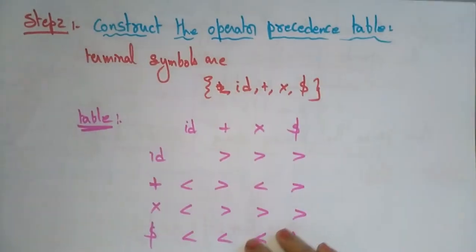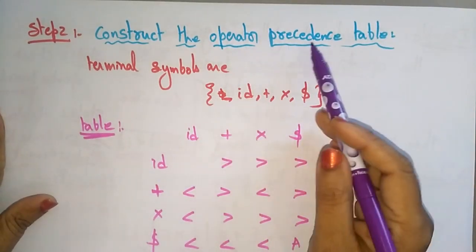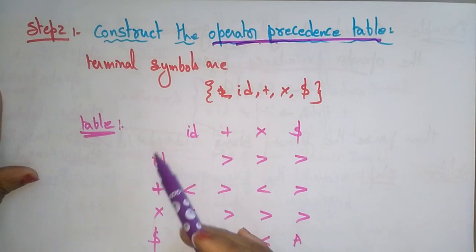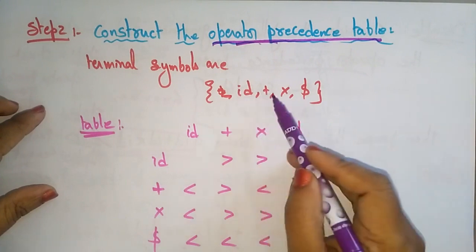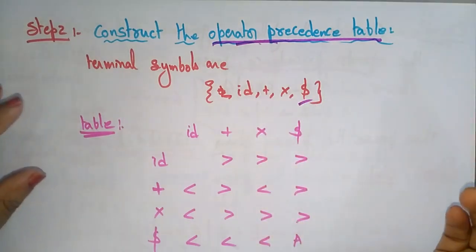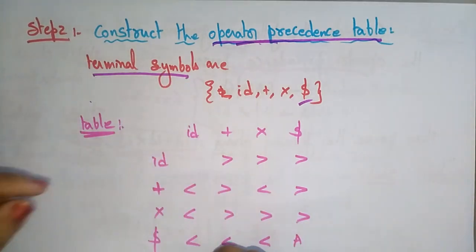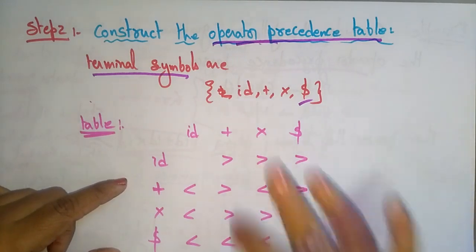Coming to step 2: in step 1 I converted the grammar into operator precedence grammar. Next I need to construct the operator precedence table. Here, what are the terminals? The non-terminal is E, and the terminals are id, plus, star, as well as the dollar. So these are the terminal symbols. We construct the table only for the terminal symbols; we are not focusing on the non-terminals. The operator precedence table removes the non-terminals and takes only the terminals.